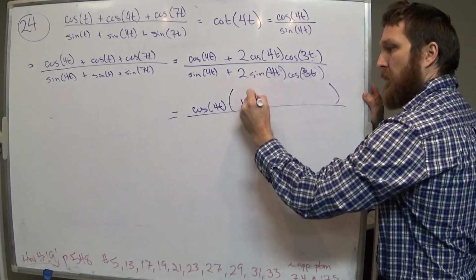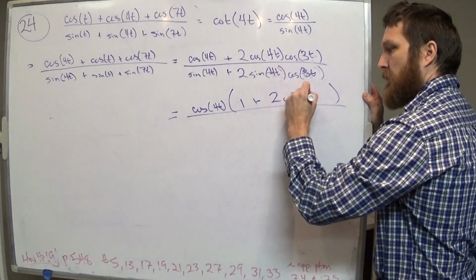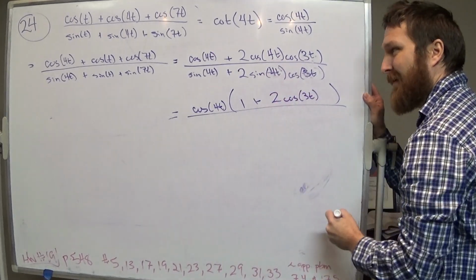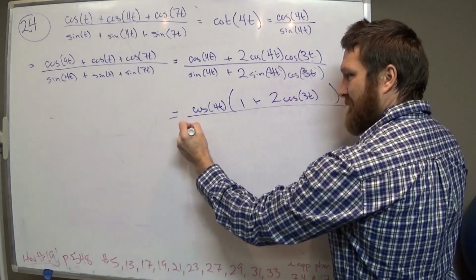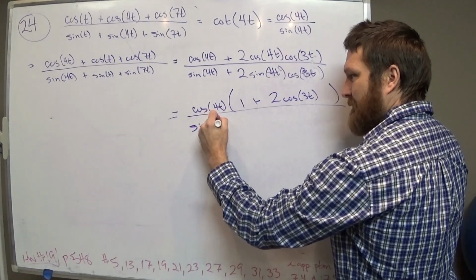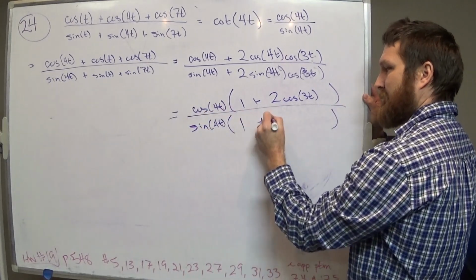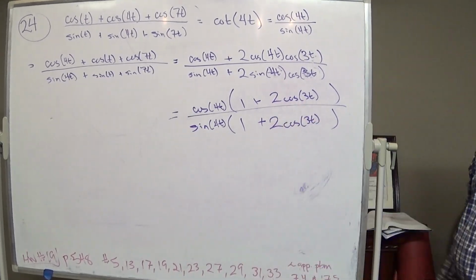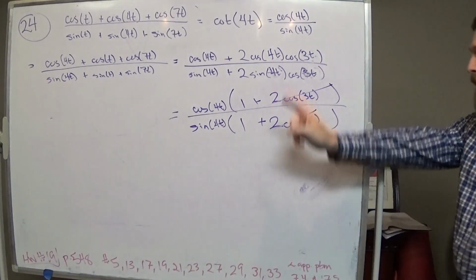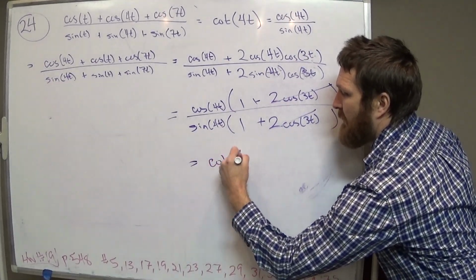1 plus 2 cosine of 3t. Oh, I see. And then those are going to cancel. And then what do we do on the bottom? Factor out sine of 4t, giving us 1 plus 2 cosine of 3t. There we go. And then those cancel, and we are where we wanted to be. So that is the same thing as cotan 4t.